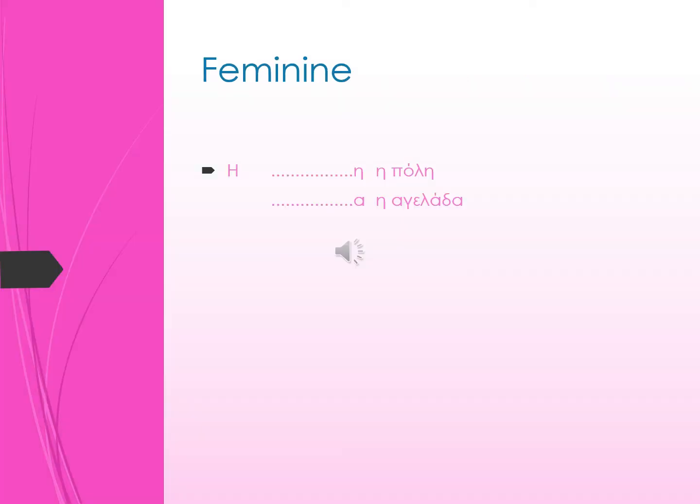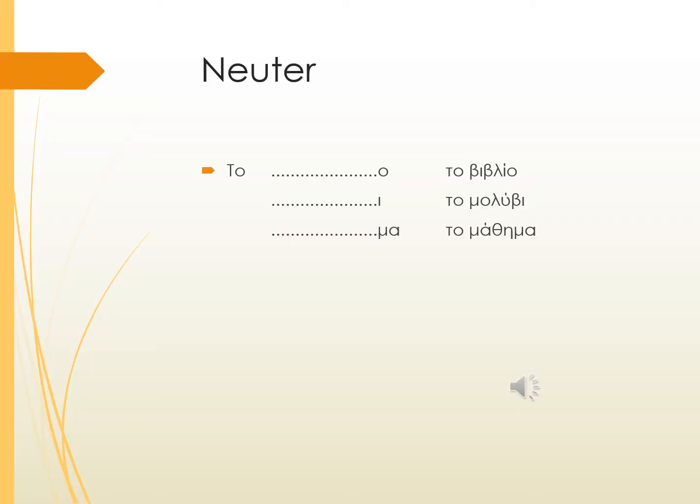Feminine nouns are much easier to recognize and remember, given that we have i and a. These are our two feminine endings, i poli, i arrelada. So we have the feminine article of i with using the ita, and then we have the ita ending and the alpha. Neuter nouns have the article of to, and they end in o using the omicron, iota, i, and ma. So to vivlio, to mulevi, to mathema.